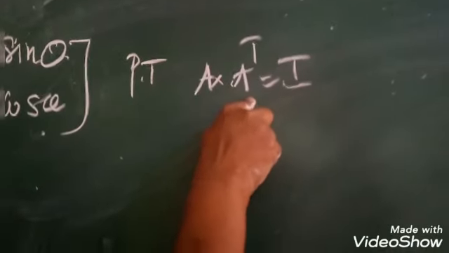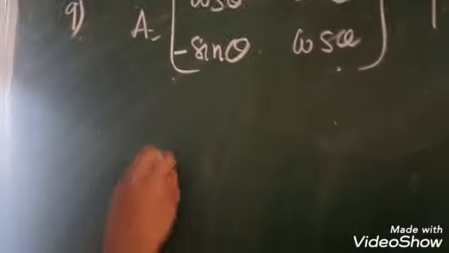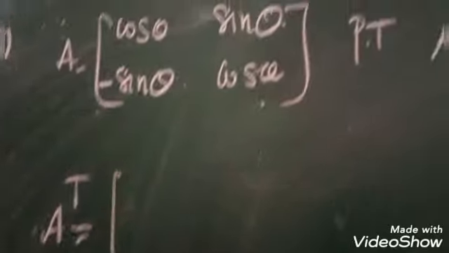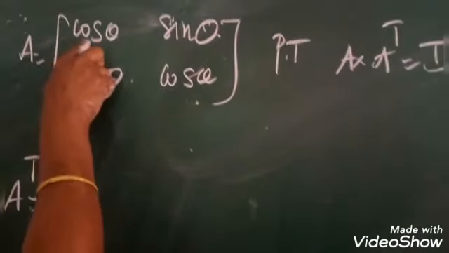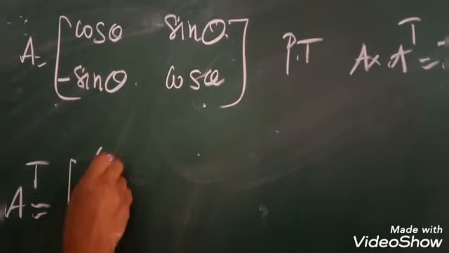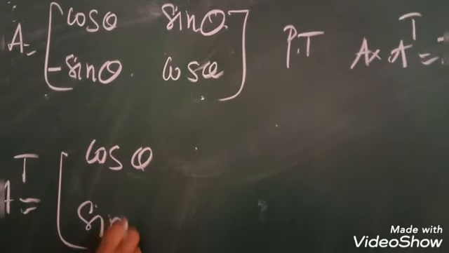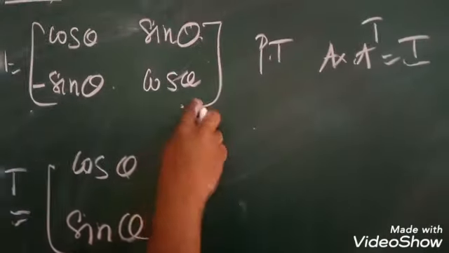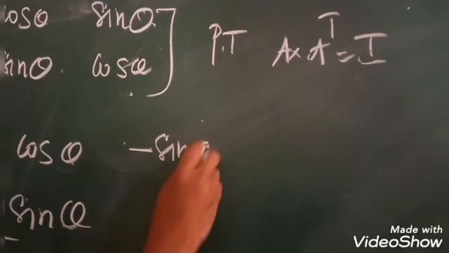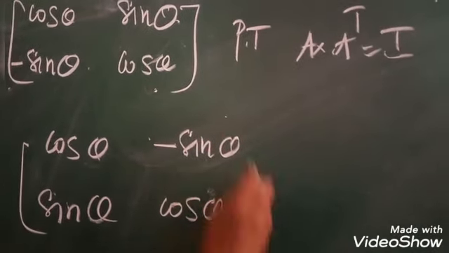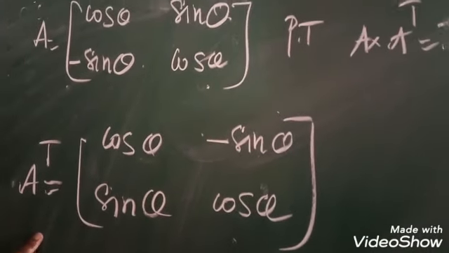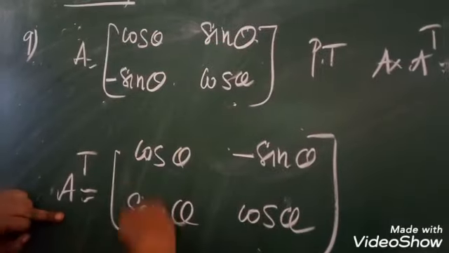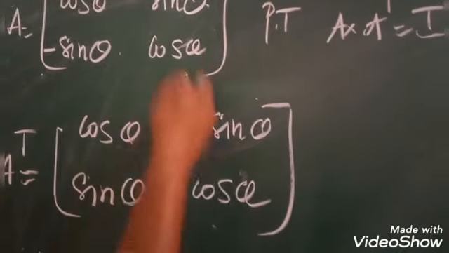A into A^T. First we want to find out A^T, A transpose. As you all know, for A transpose, rows and columns should be interchanged. This is the row, cos theta sin theta. This is changed into the column. This second row, second column I have to convert. Okay girls, here you have to convert A into A^T. A is given; for A transpose, row should be changed as a column, column should be changed as a row.